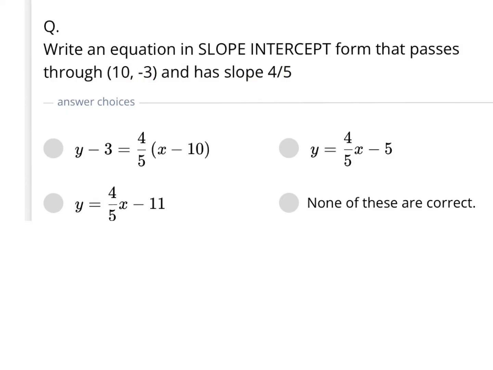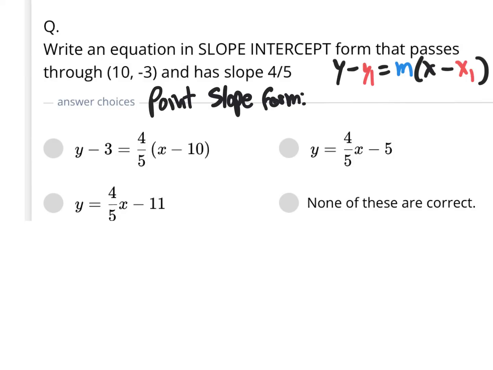Because they give us a point and a slope, let's write it in point slope form, which is that right there. And we're going to plug it in with blank spots. And our y1 value, if we look at x1, y1, our y1 value is -3. Our m value is 4/5. And our x1 value is 10. So there's our point slope form equation. And obviously they want it in slope-intercept form. That's what it's asking for right here, to write in slope-intercept form.